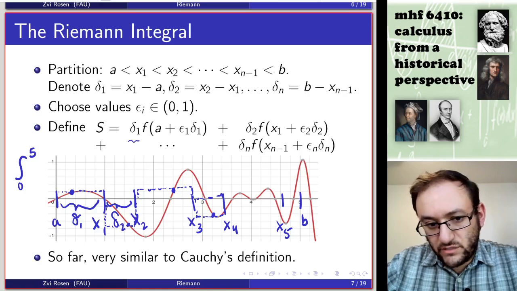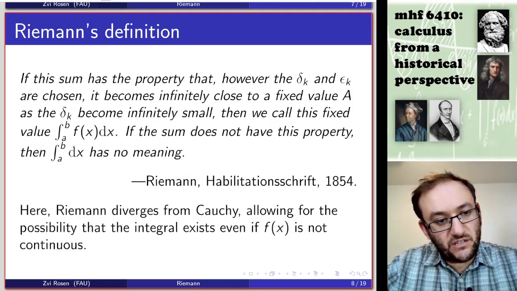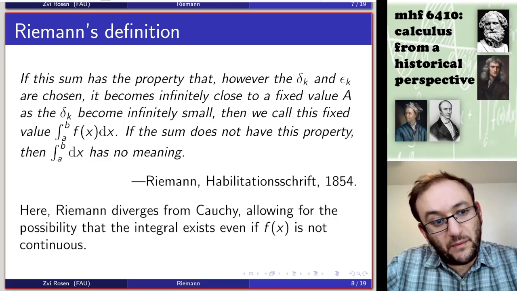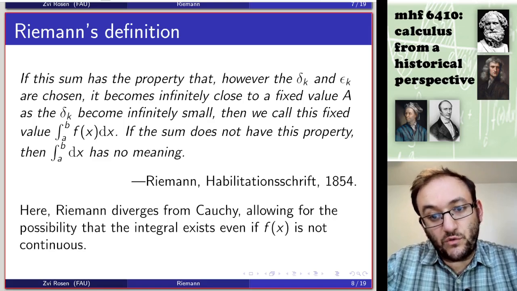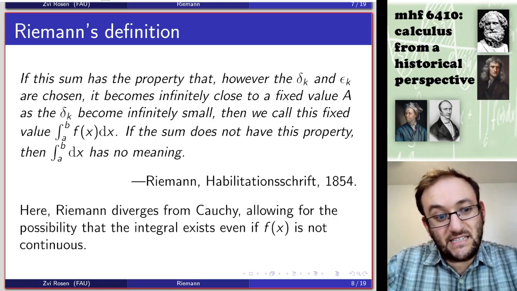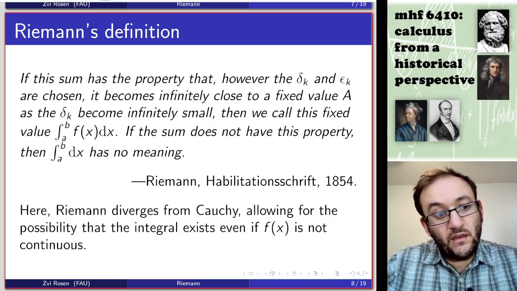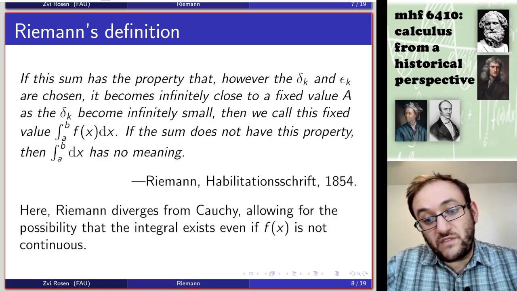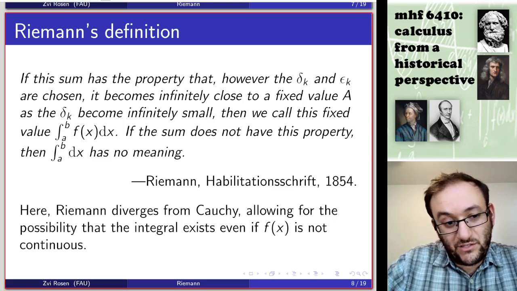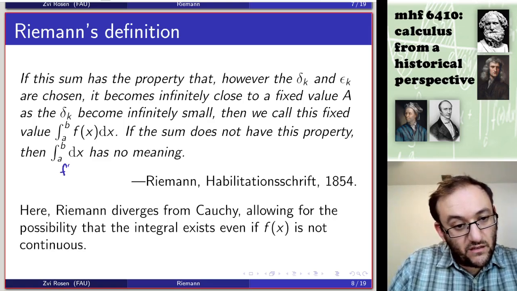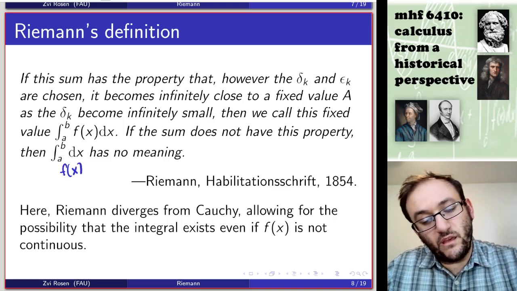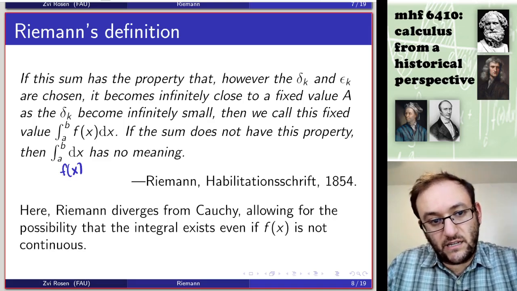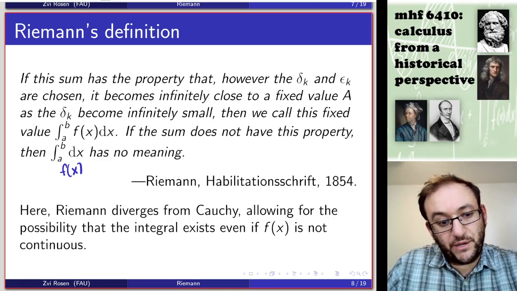So how is the Riemann integral different? Well, Riemann's definition, he said the following. If this sum has the property that however the delta k and epsilon k are chosen, it becomes infinitely close to a fixed value A, as the delta k become infinitely small, then we call this fixed value the integral from a to b of f of x dx. If the sum does not have this property, then the integral has no meaning. This translation is cited in William Dunham's book, The Calculus Gallery.